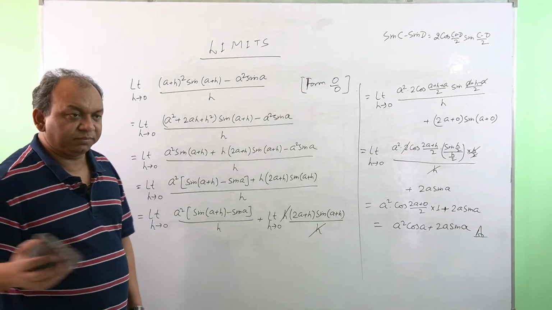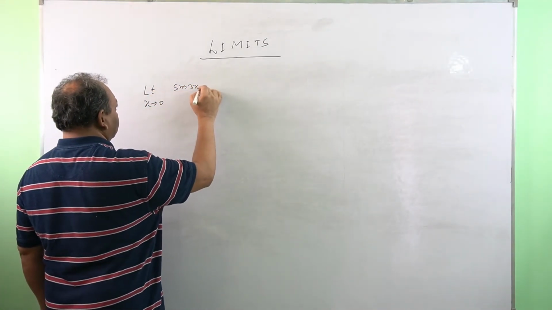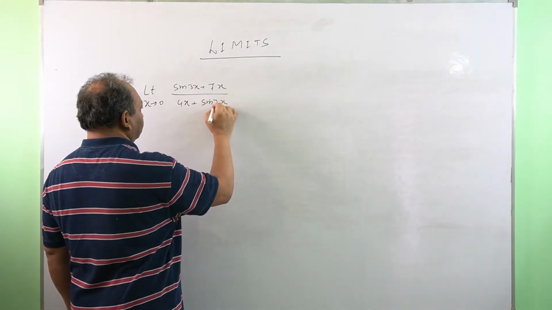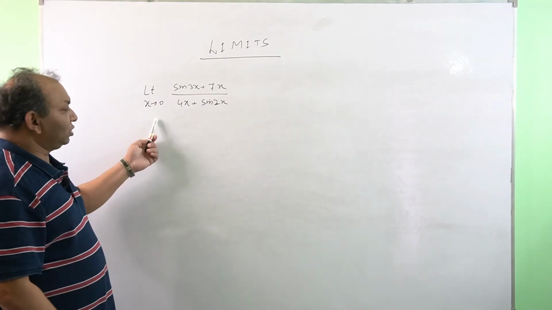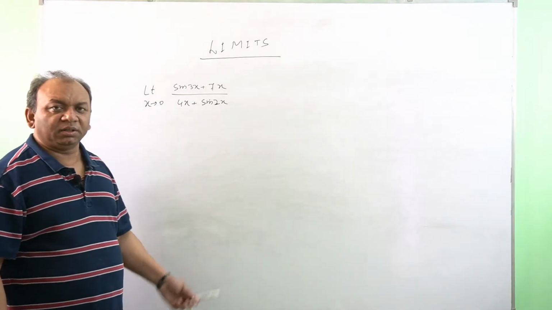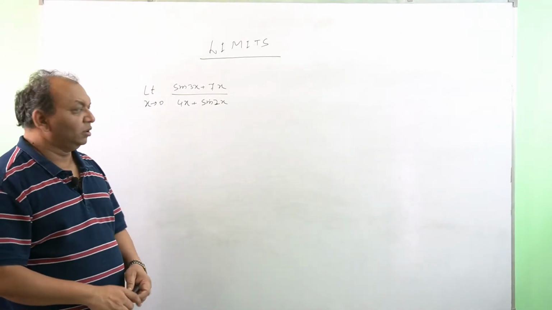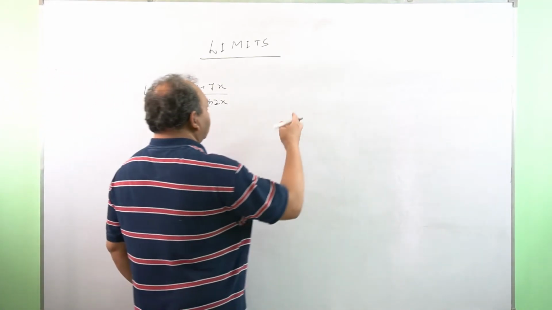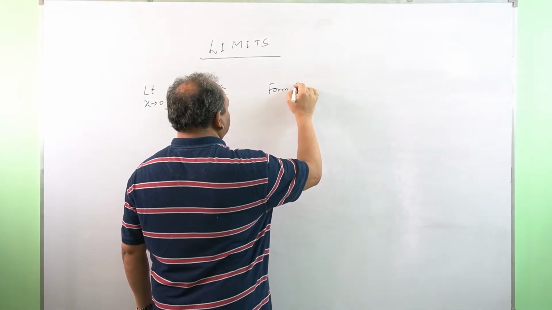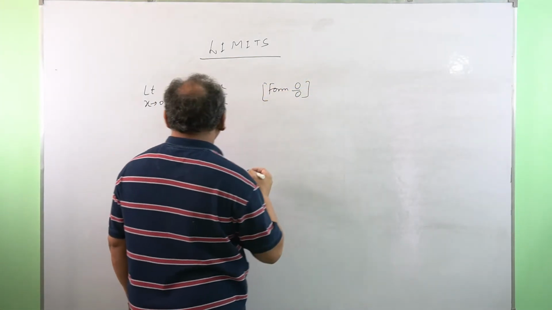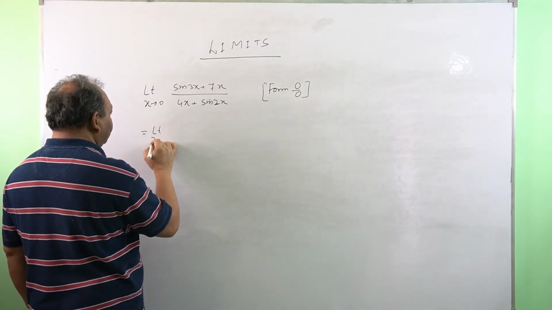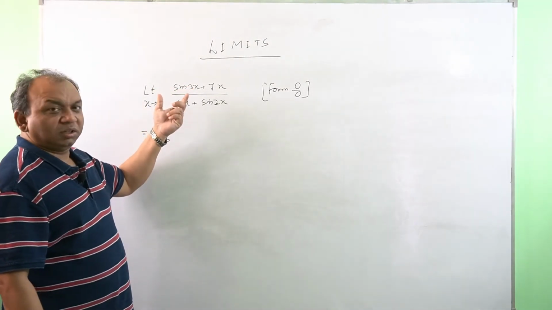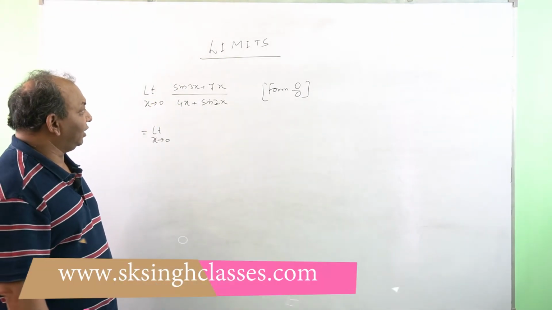Okay, let's take another question. The question is limit x tends to 0 of (sin 3x + 7x) divided by (4x + sin 2x). If we put x equal to 0, then we will get 0 by 0 form. So the meaningless form is 0 by 0. This is a very simple question. Divide numerator and denominator to reduce this into sin θ by θ form. Divide numerator and denominator by x.